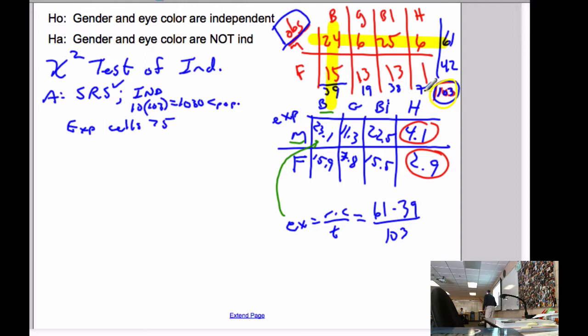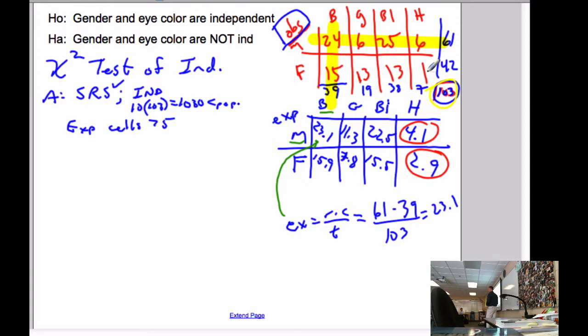This number right here goes to the bottom. Somebody want to do that for me? 23.1. Oh, I already got it. There's your 23.1. Now I'm going to show you a shortcut of how to find it very easily. Otherwise, you'd have to do that 8 different times, right? Because there are 8 different cells here: 1, 2, 3, 4, 5, 6, 7, 8.